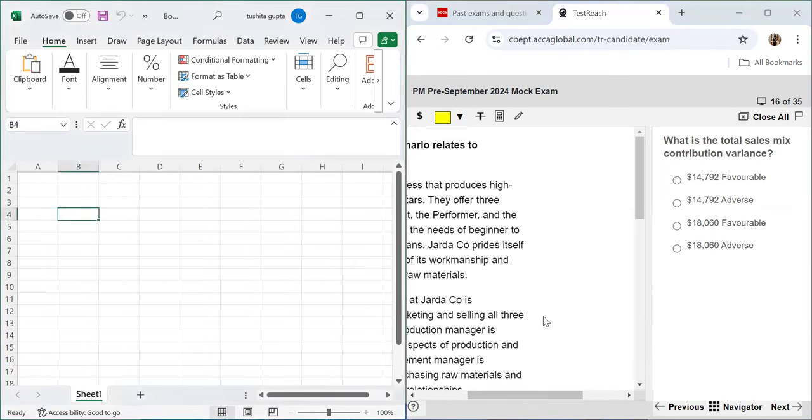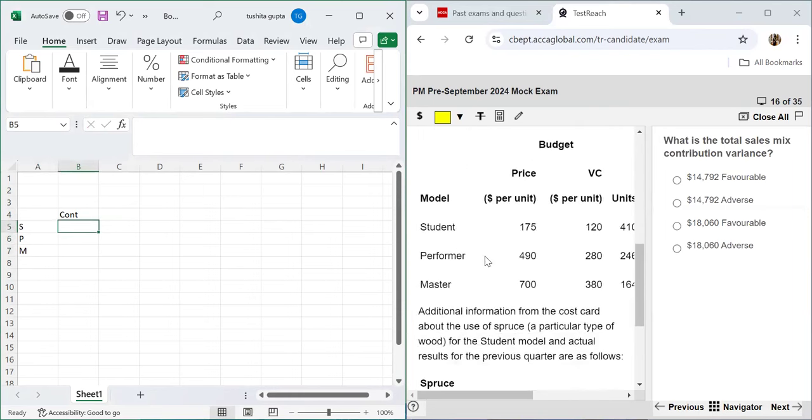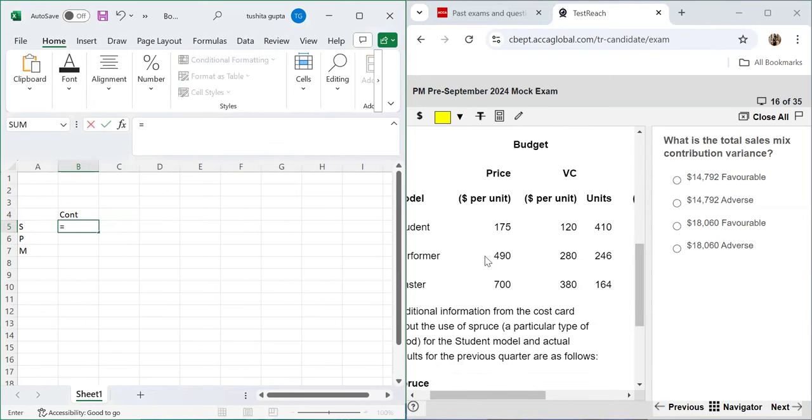The very first thing that we're going to need is the contribution that we are able to generate from each of the products. So for your student, performer, and master, the contributions are nothing but your selling prices minus the variable cost. So the selling price is given to us as 175 minus 120 as the variable cost. So 55 is the contribution, 490 minus 280. And then for the next one, it's going to be 700 minus 380. So this is our contribution per unit of each of these models.